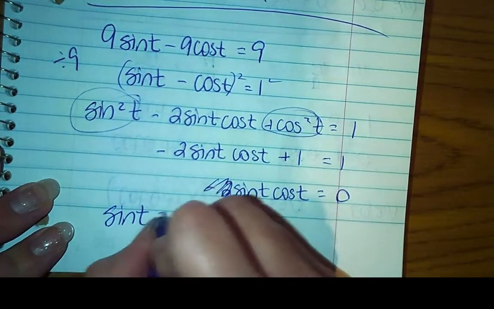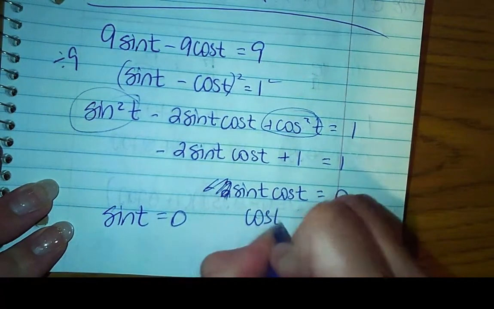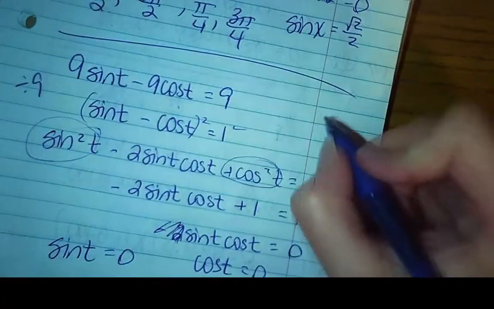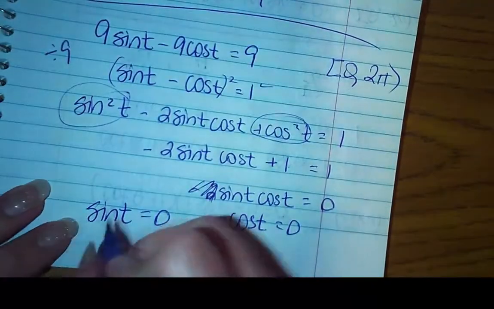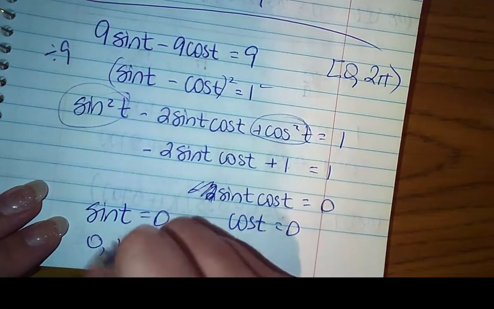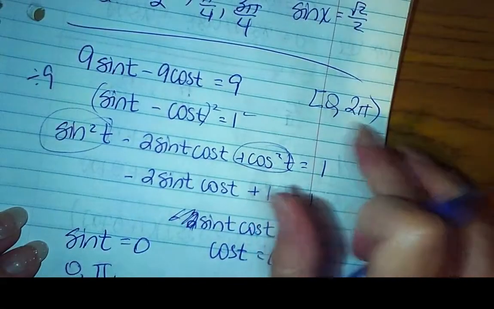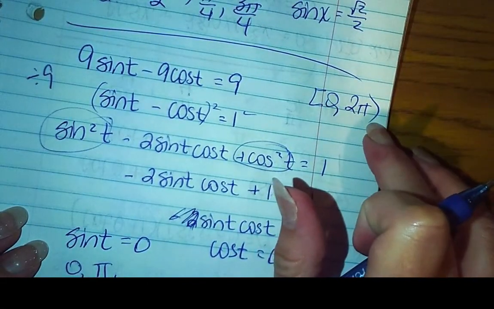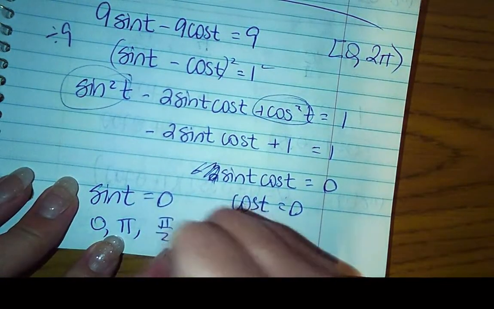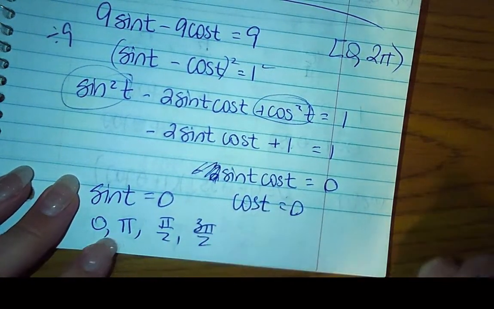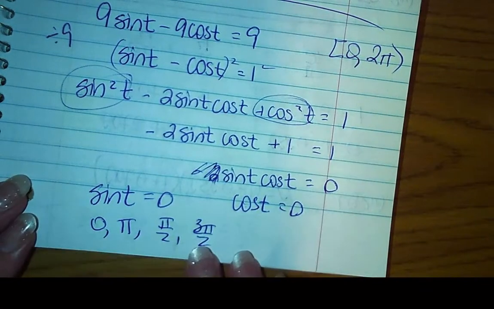So where does sine equal 0 and where does cosine equal 0? Within one lap of the unit circle, sine is going to be at 0, pi, and not 2 pi because you're not allowed to use 2 pi. Okay? And then where does cosine equal 0? At pi over 2 and at 3 pi over 2. So you've got 4 potential answers.